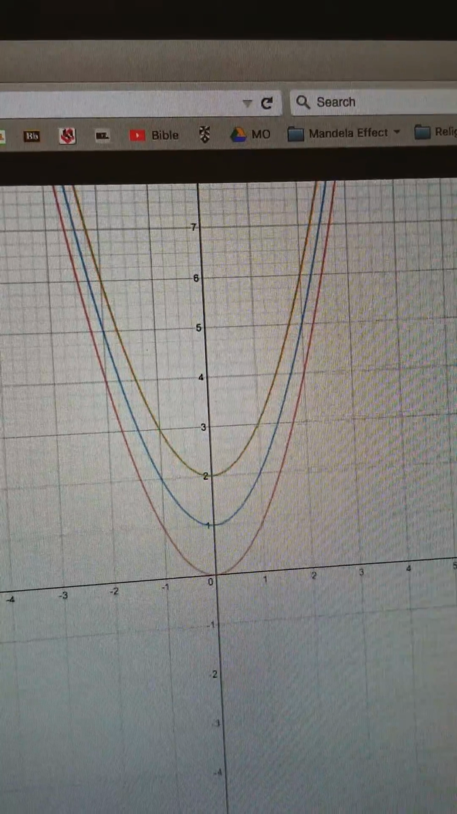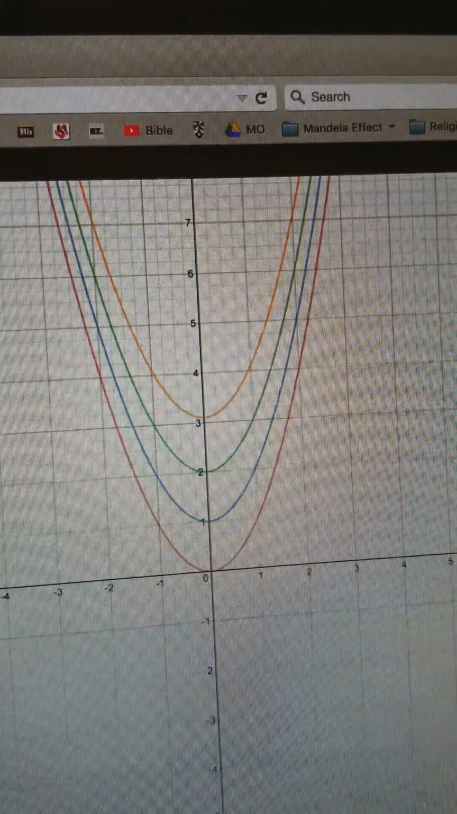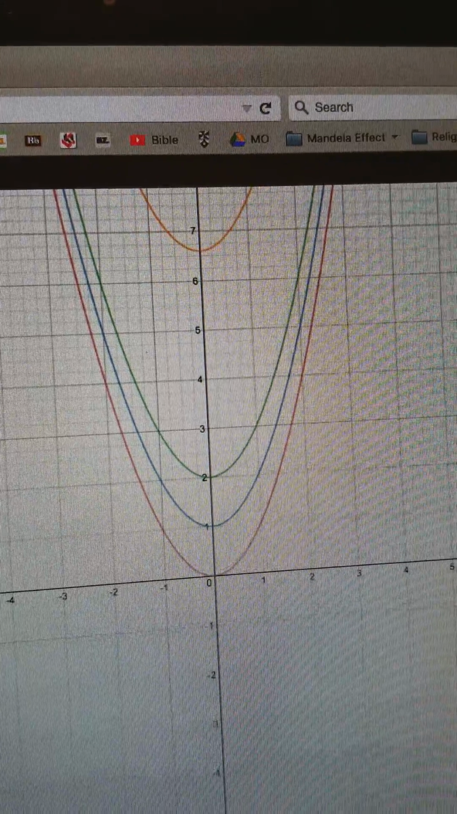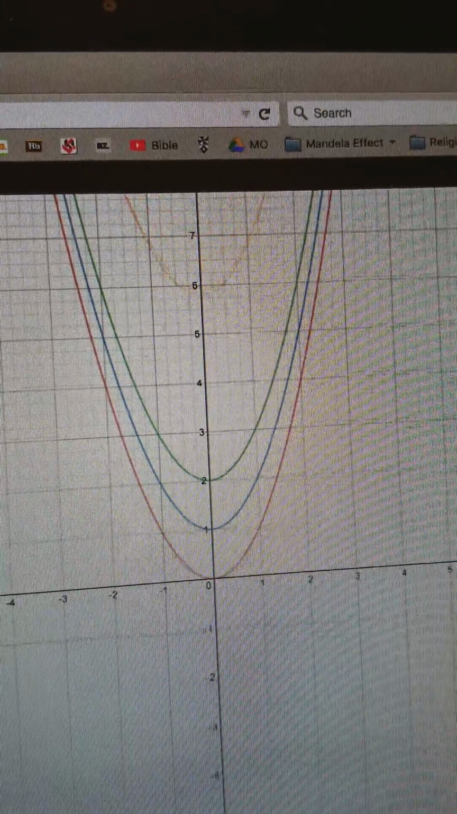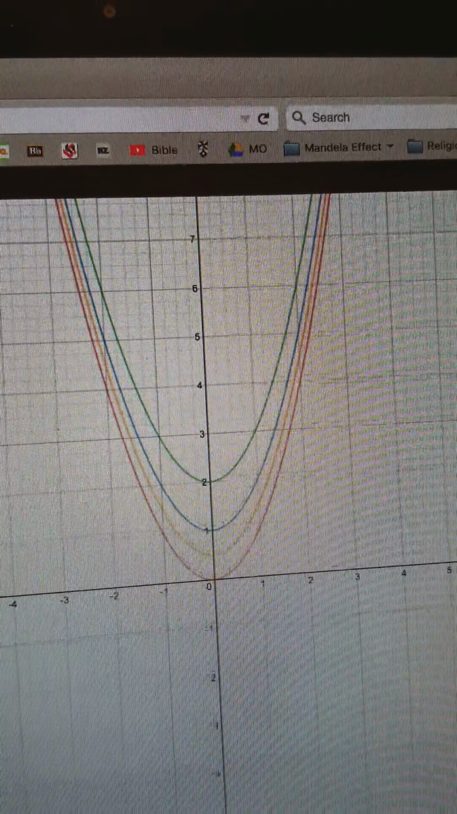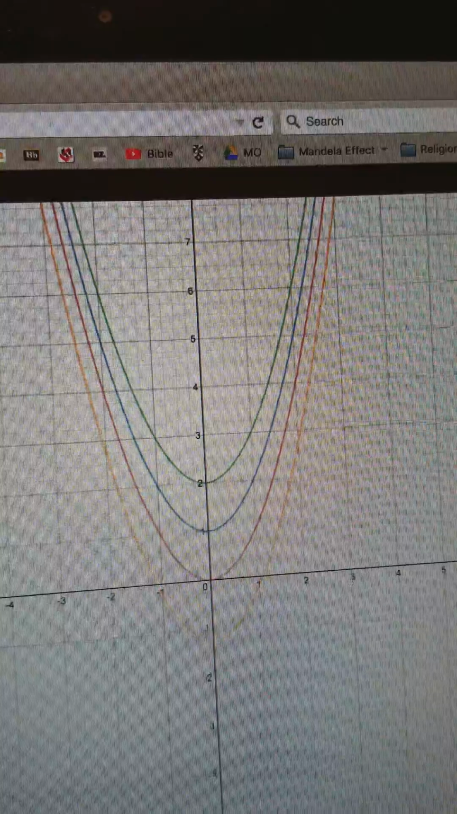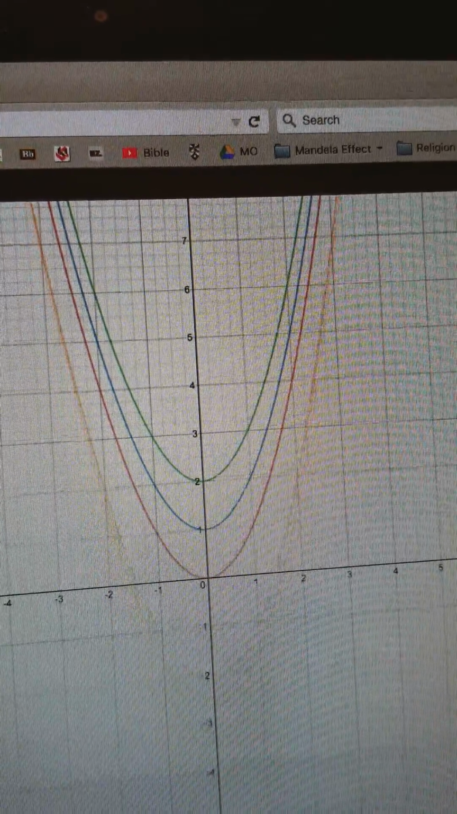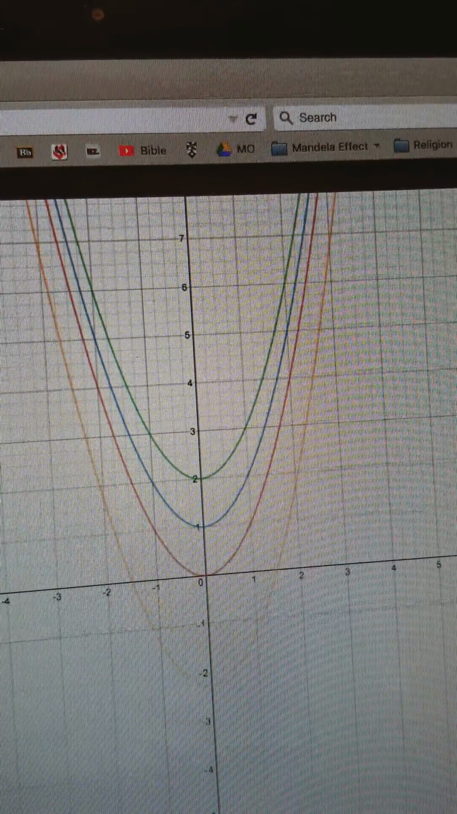But as I shift it, you can see the larger the number I add to y equals x squared, the higher the parabola goes. And if I bring it down, and even if I put it into the negatives, it will just shift my parabola up and down.